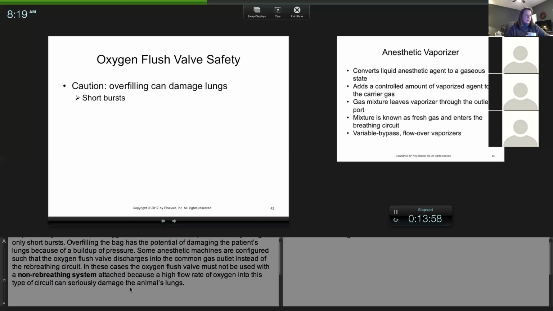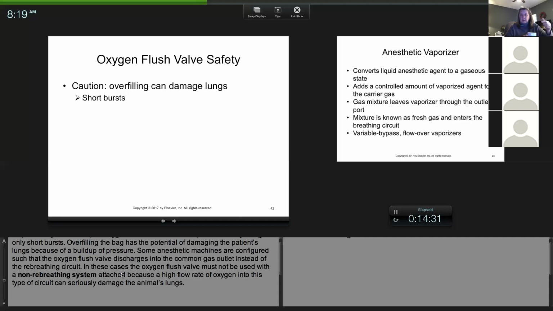And I never use it with a non-rebreathing system. Let me make a comment, it's going to be a while before you're on externship, but the machines at school, if you have a non-rebreathing system hooked up, it actually doesn't allow you to use the non-rebreathing system. The way you hook up a non-rebreather, and see, non-rebreathers are for 15 pounds and under.